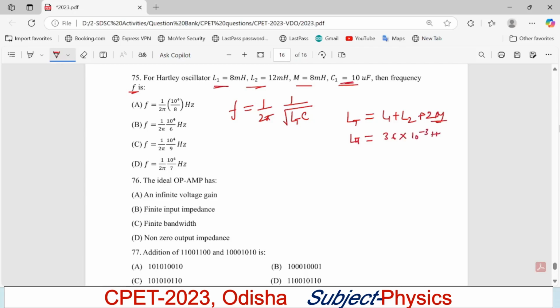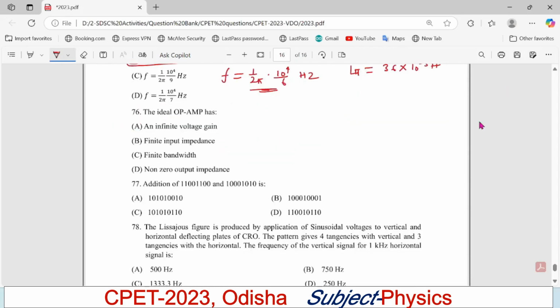C1 is given as 10 microfarad. This is microfarad, so that means 10 into 10 to the power minus 6. This is mu, mistakenly written, okay, microfarad. So 10 to the minus 6. You just put all the values. If you just calculate roughly, you will find 1 by 2 pi into 10 to the power 4 by 6 Hertz. So which one is the correct answer? Option B is the correct answer. Option B.